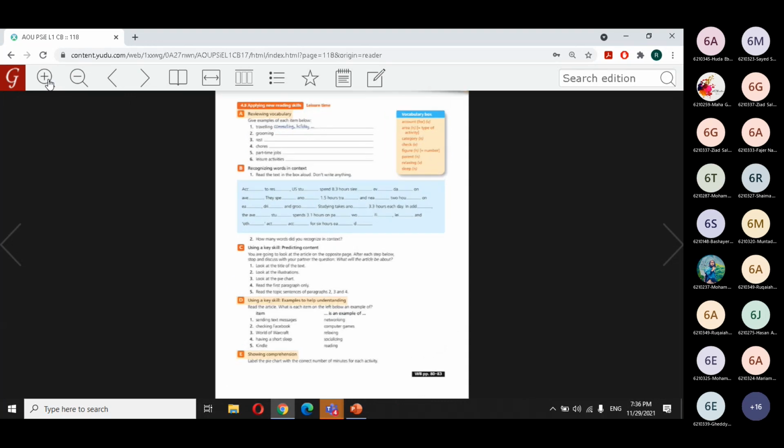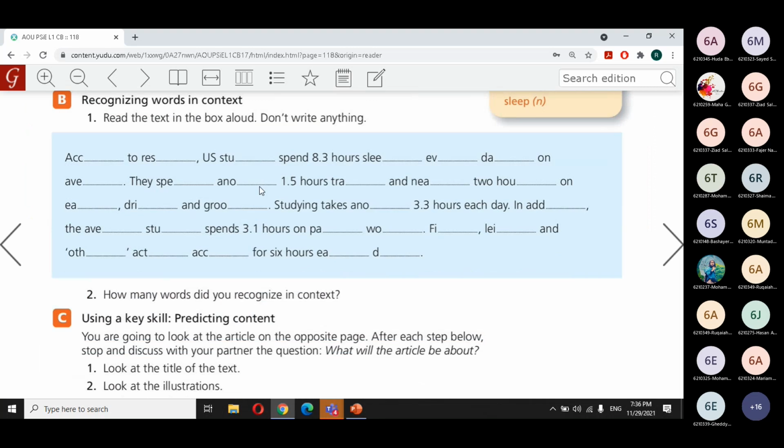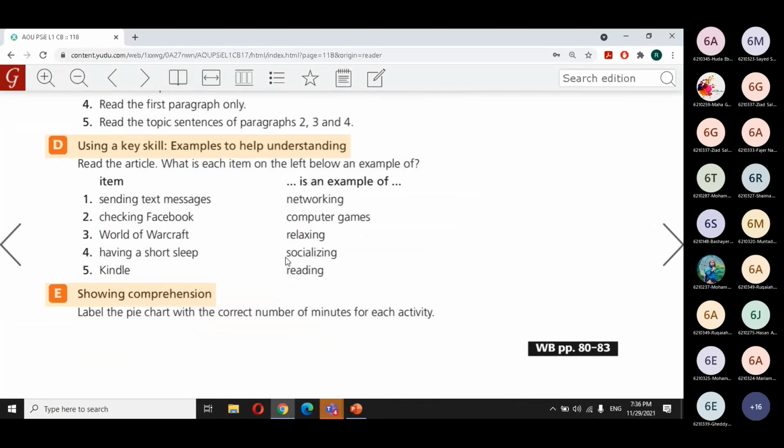We did this exercise, right? This one, we did this one, okay? Now we have a very simple and very short exercise. This one. We will not take a break, but we will take 2 exercises and finish, okay? Here we have 2 columns. Item, example of. I want you to match. Okay, for example, sending text messages, an example of what, and so on. Study them first. Have 1 or 2 minutes studying them first, and then we will talk about them.